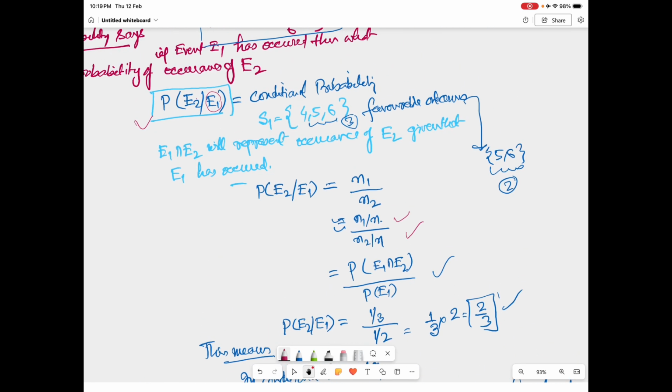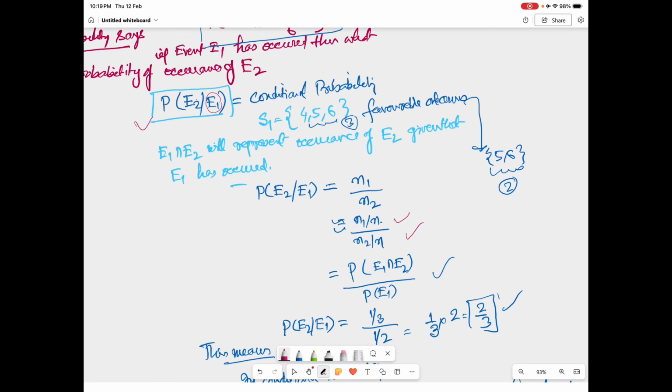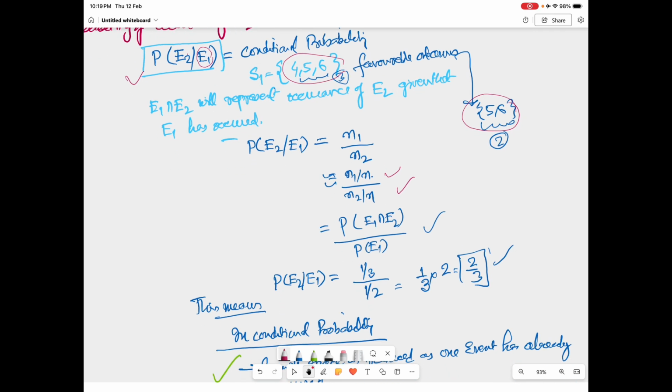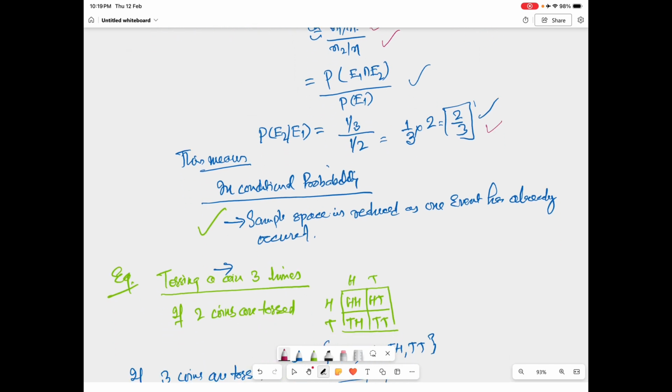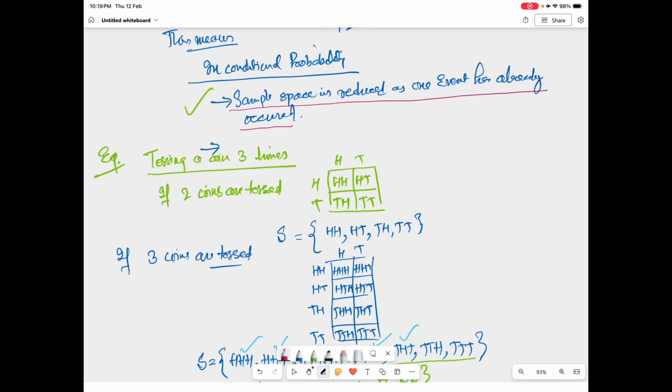You can always understand now that your favorable outcomes are 2, and total outcomes are 3. So you can directly write the conditional probability as 2 by 3. So in conditional probability, what happens? The sample space is reduced as one event has already occurred. That you must remember. I will cover another small and interesting example.